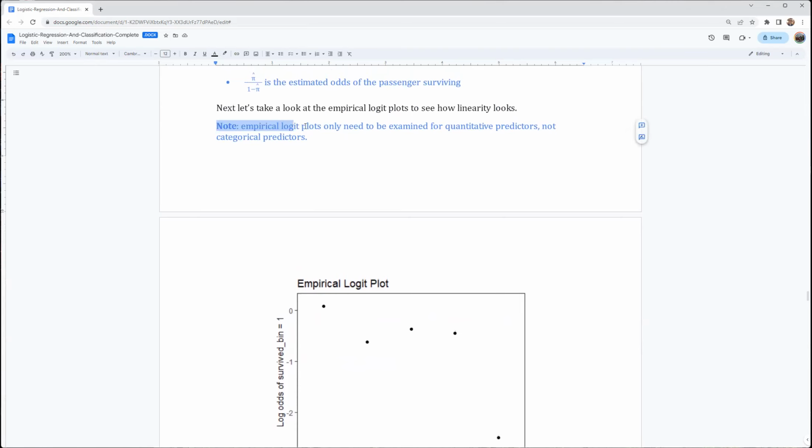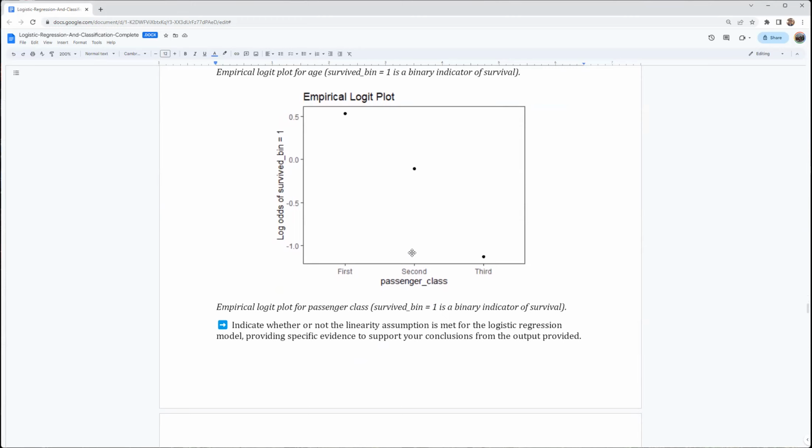Okay. And as I mentioned, we only do this for quantitative predictors because for categorical predictors, this assumption is always met by construction. We're looking at it in the form of a scatter plot here, but these are categories. This is not a quantitative variable. So what the empirical logit plot tells us is just the relative difference in survival between the categories. What we can take away from here is that first class passengers had the highest log odds of survival, which means they had the highest probability of survival. Second class passengers were somewhere in between, and third class passengers had the lowest chance of survival. Which we already knew from the data, but this makes it even more concrete.